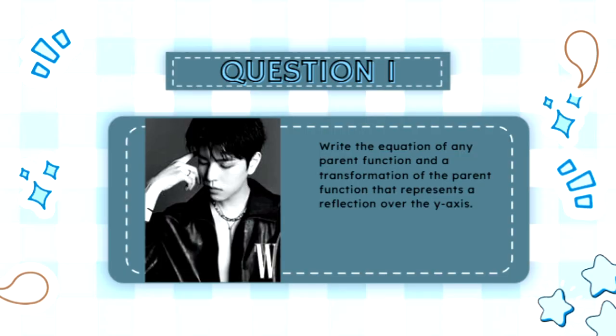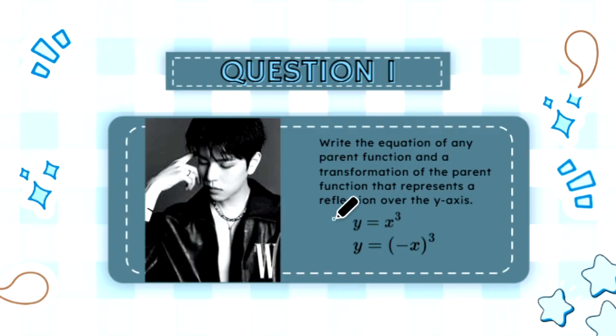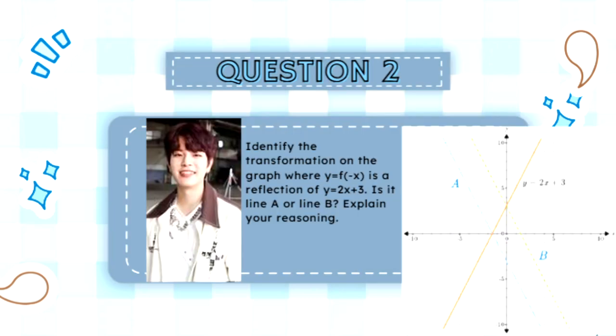Question 1, this one's all you. Write the equation of any parent function and a transformation of the parent function that represents a reflection over the y-axis. So an example, it could be any parent function, but they used y equals x cubed, and then its reflection over the y-axis would be y equals (-x) cubed. All you do is put a negative in front of the x in whatever parent function you used.